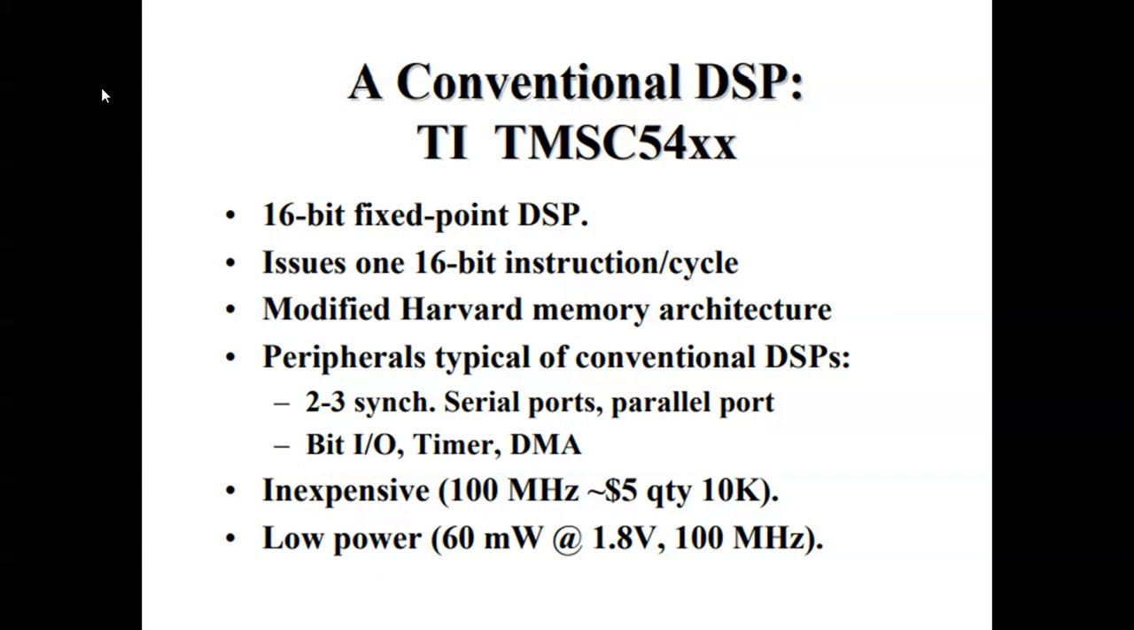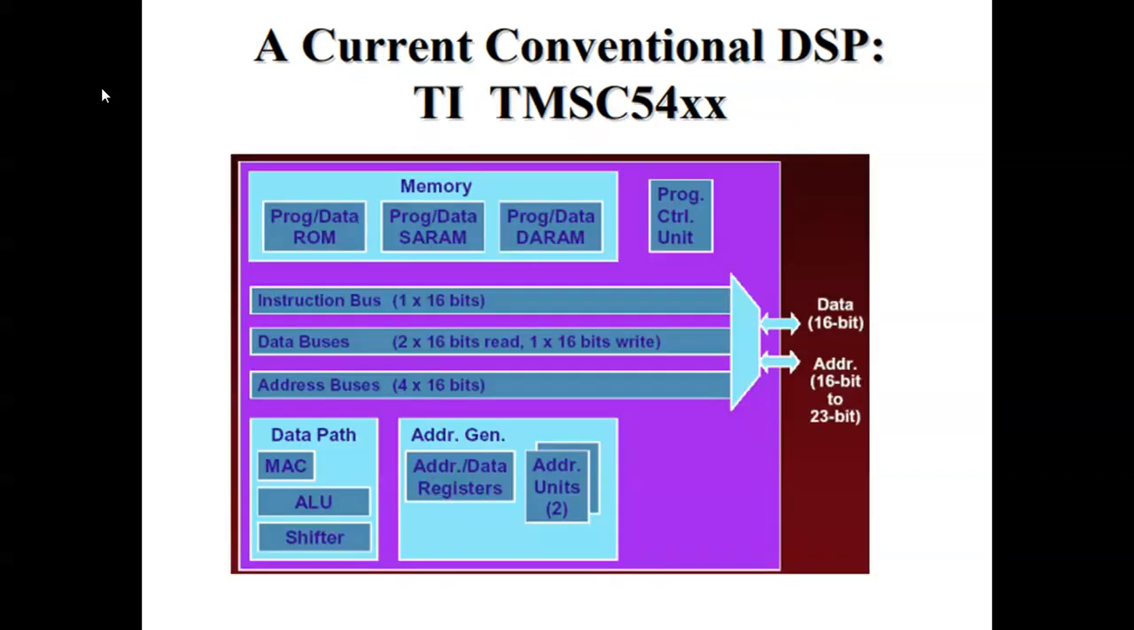The TMS320C54XX and peripherals are typical of a conventional DSP: two or three synchronous serial ports, a parallel port, input output ports, timer, and DMA. It is also inexpensive, 100 megahertz, and low power, 60 milliwatts, 1.8 volt, 100 megahertz.